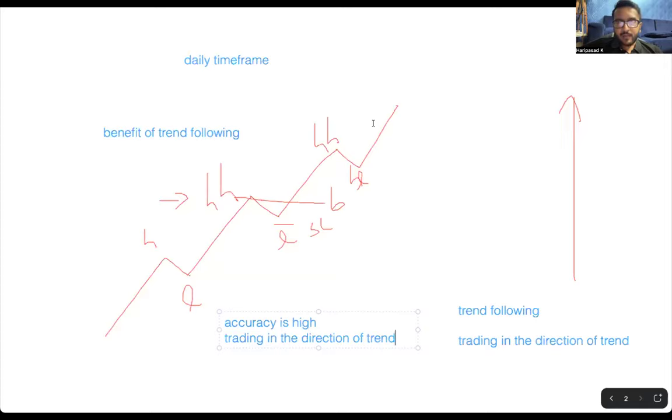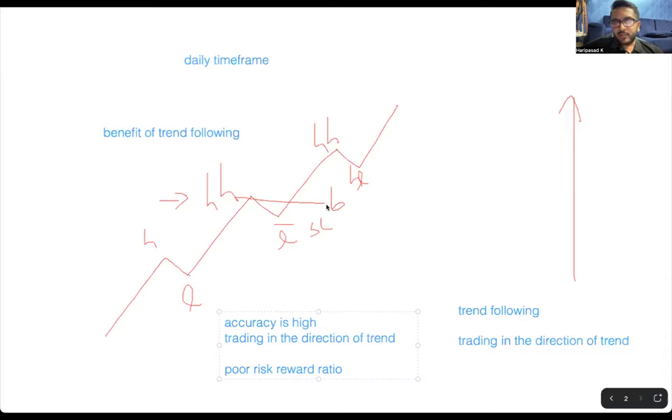But the bad part over here is poor risk reward ratio. You'll actually be getting a poorer risk reward ratio in this particular case. Even though your accuracy is high, your risk reward is not going to be up to the mark, simply because the trend has already been bullish. In these scenarios, by the time you enter into a trade, it could be too late.